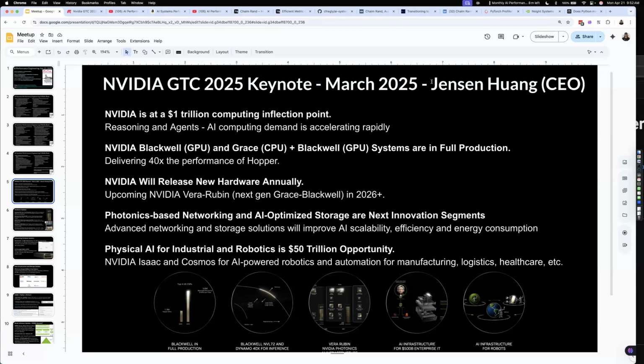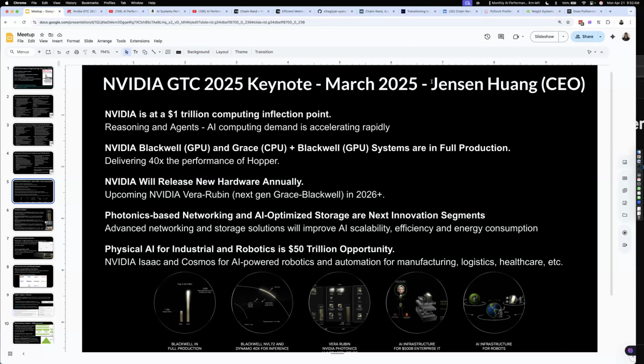NVIDIA did reinforce the fact that they are going to release on an annual cycle. They've also given their roadmap for the next few years. Jensen, the CEO, is very proud of the fact that he works with the partners, gives them the 3-year roadmap so that partners know what's coming. There are no surprises. They did announce what's called the Vera Rubin, and that's the equivalent of Grace and Blackwell.